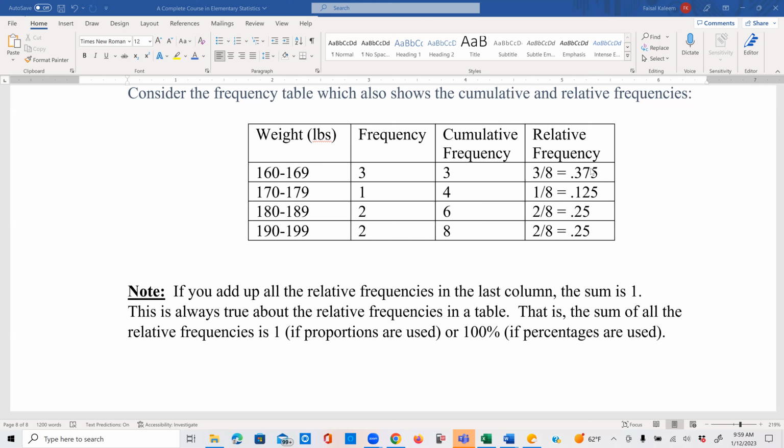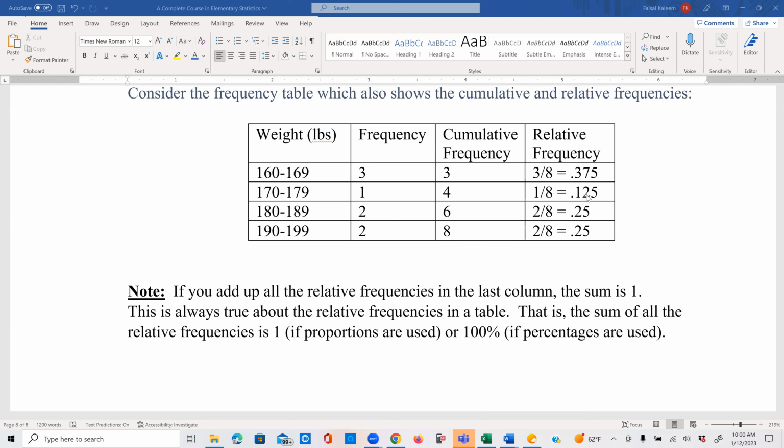So 3 divided by 8 is 0.375. Relative frequency of the second class would be the frequency of that class, which is 1, divided by the total, which is 8. So 1 over 8 is 0.125. Similarly, third would be 2 over 8, which is 0.25. Fourth will be 2 over 8, which is 0.25.